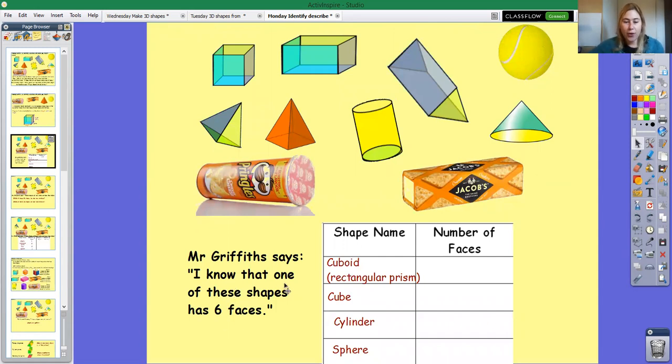Okay, now Mr. Griffith says, I know that one of these shapes has 6 faces. So if we're talking about faces, we're talking about the 2D sides of the shape.